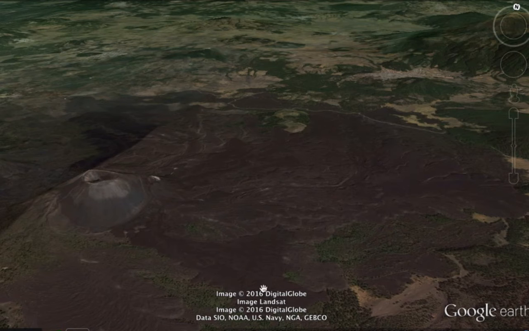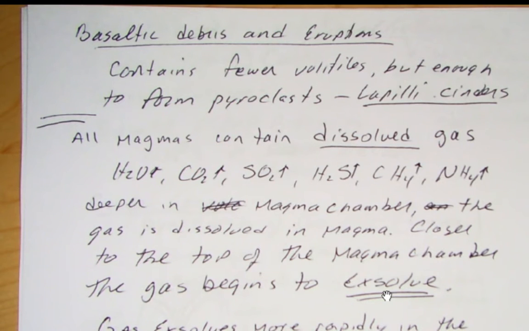All right, so let's go back to a few more things to say about basaltic debris and these eruptions. Again, they contain fewer volatiles, but enough to make these pyroclasts. Think of those fire-broken little bits of magma flying up into the air, and they're called lapilli cinders. In a little bit, I'll talk about the lapilli size rating here. It's between 2 millimeters and 64 millimeters, so between sand size and about maybe 3 inches in diameter.